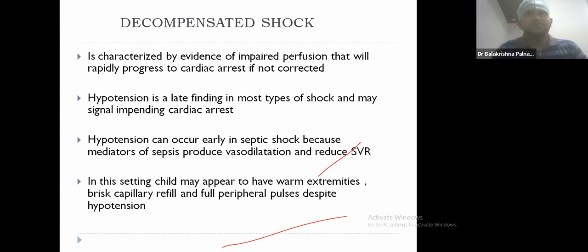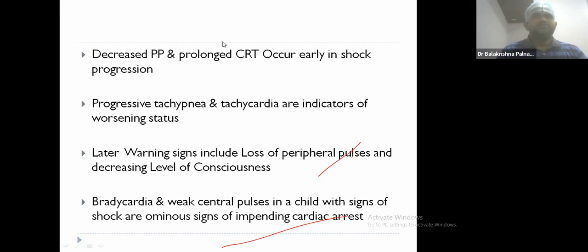Decompensated shock is evidence of impaired perfusion that will rapidly progress to cardiac arrest. So you need to correct it immediately. Hypotension is a late finding in most types of shock and may be impending cardiac arrest. Hypotension usually occurs early in septic shock because of the mediators of sepsis, where nitric oxide and the like, endothelial relaxing factor, are produced, which produce vasodilatation and reduce SVR. Decreased pulse pressure and prolonged CRT usually occur early in shock progression. And if you see anyone with progressive tachypnea and tachycardia, they are indicators of worsening status.